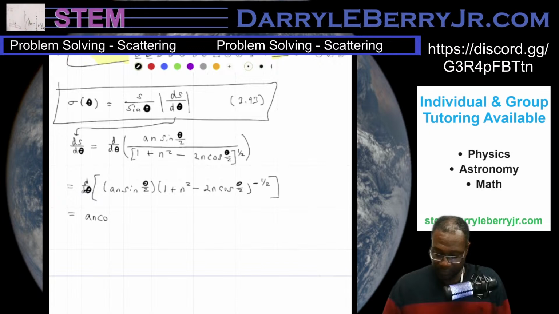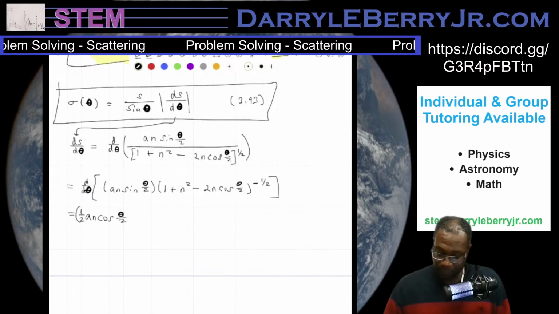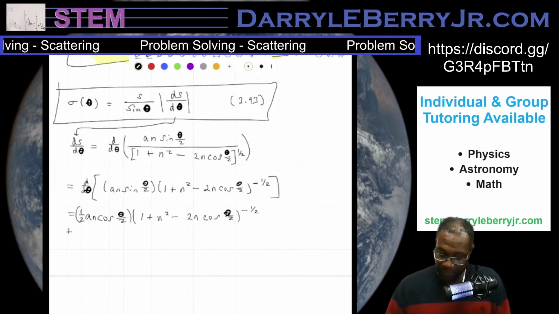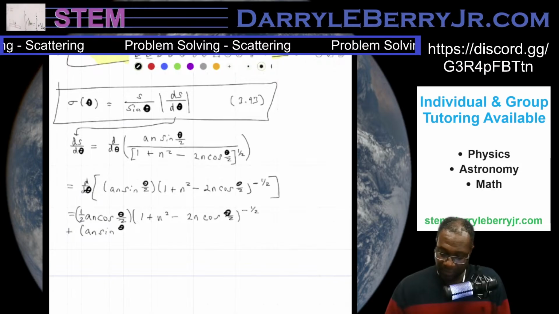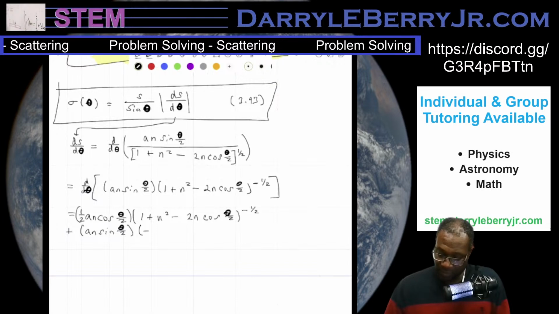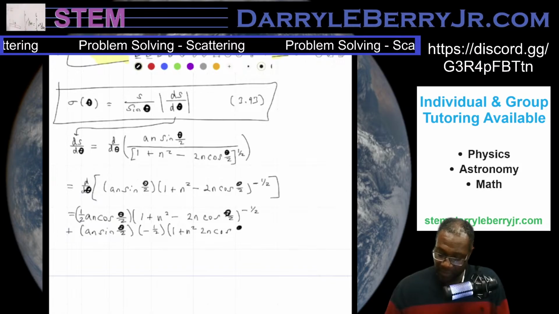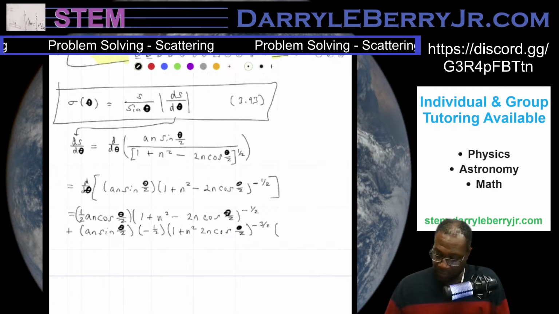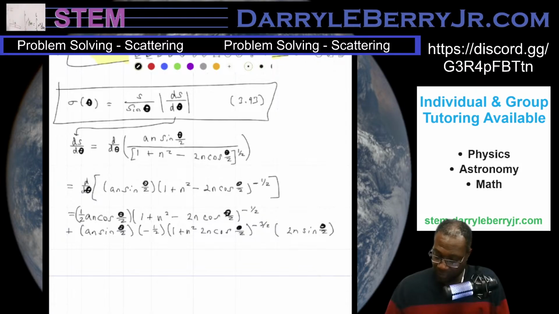So we have cosine theta over 2, to the 1/2, times 1 plus n squared minus 2n cosine theta over 2, to the negative 1/2, plus n sine theta over 2, to the negative 1/2, times 1 plus n squared minus 2n cosine theta over 2, to the negative 3 over 2, times 2n sine theta over 2, and 1 over 2.